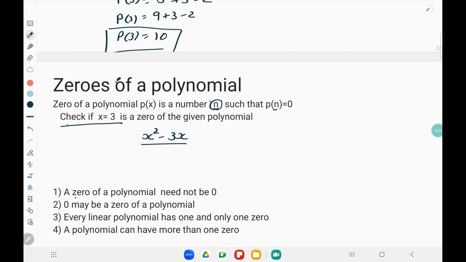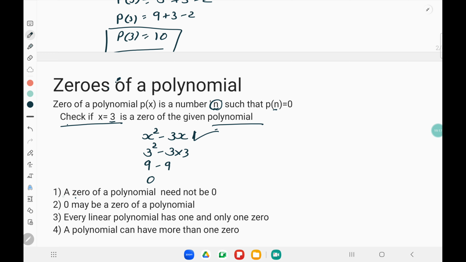So a polynomial is given, and in it we have to put the value of x as 3, and check whether we get the value 0 or not. So let's see, x square means 3 square minus 3 times 3. So x square becomes 9, and 3 times 3 is 9. And 9 take away 9 is 0. So yes, if x = 3, then this polynomial's value is 0. So we can say that 3 is a zero of this polynomial. Okay, so that wording is a little confusing, but please listen carefully.